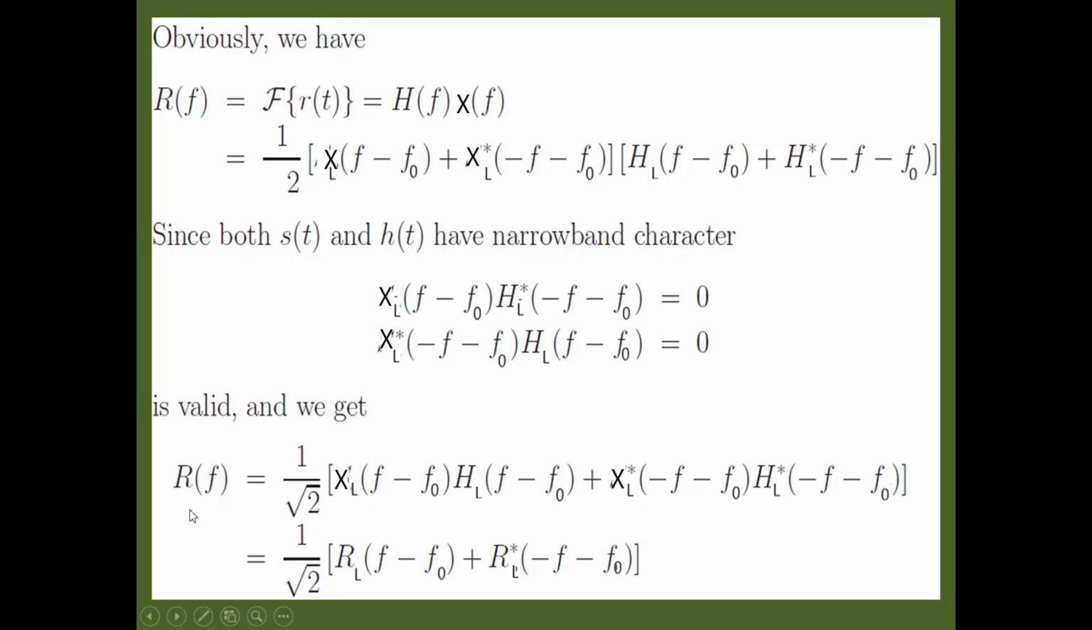So what we have done here is that this is the bandpass received signal. We have been able to express this bandpass received signal in terms of the equivalent low pass received signal, or baseband received signal, right? So that means if we take the inverse Fourier transform.